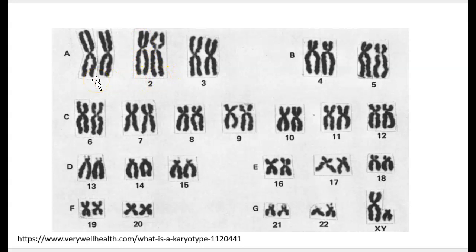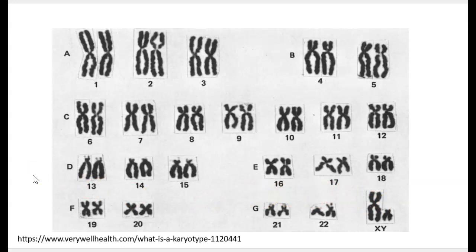Think of these as the individual books in the encyclopedia set. Okay, here's chromosome 3. Maybe the gene for skin color is on chromosome 3. Okay, it will always be on chromosome 3. It will never be on chromosome 10. Okay, chromosome 4.